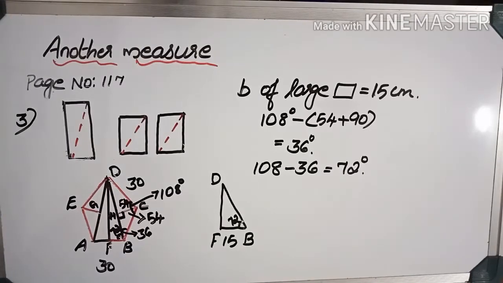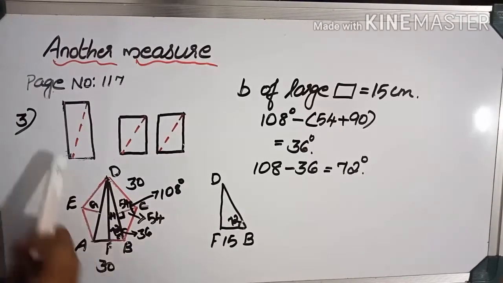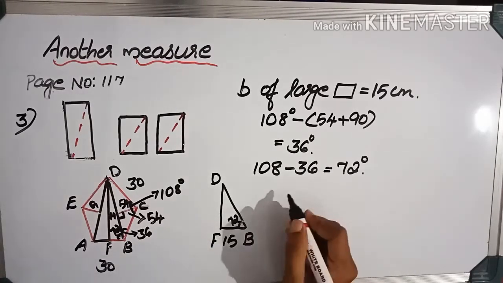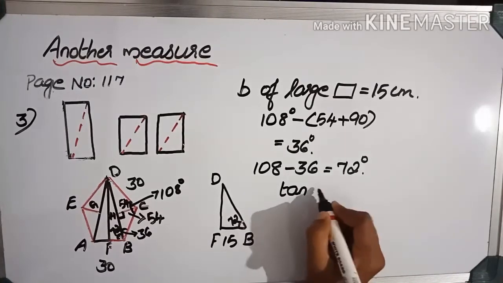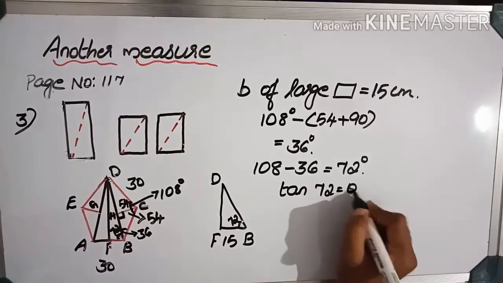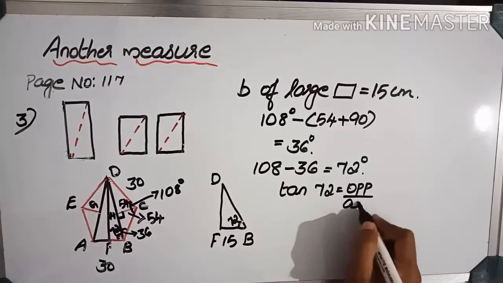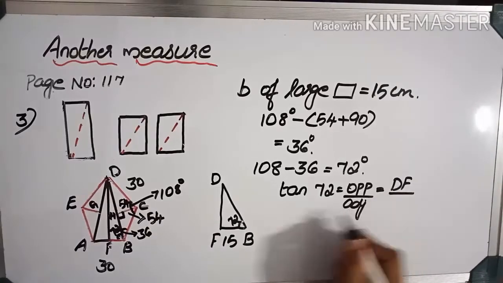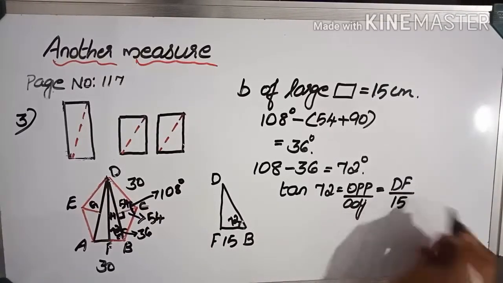Now in order to find this DF, which is the same as the length of this large rectangle, which measurement do we need to consider: sine, cos or tan? Opposite side we need to find. 72 degrees is given, opposite side we have to find, and adjacent side is given, that means tan 72 we have to consider. So tan 72 equals opposite side by adjacent side. Opposite side is DF, by adjacent side, which is given as 15.